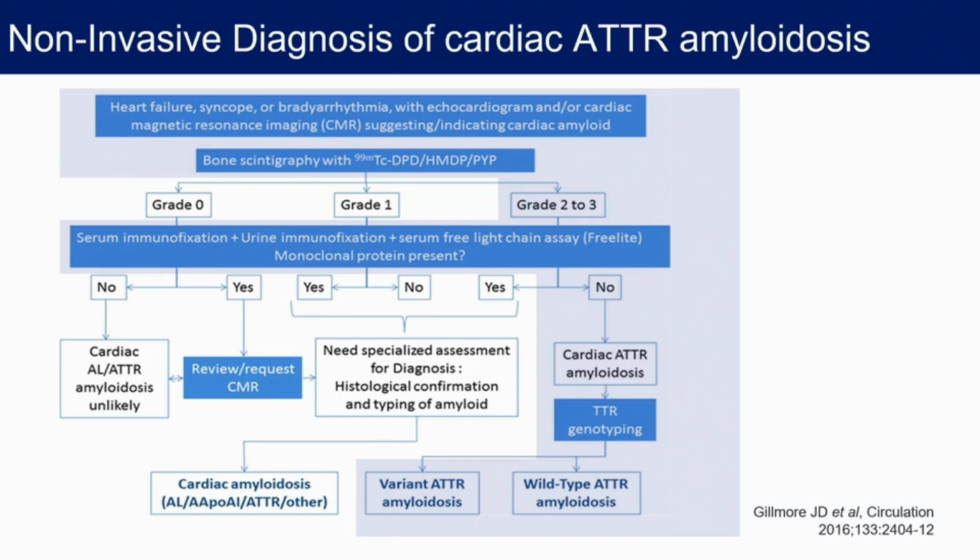If at this point there is no evidence of a plasma cell dyscrasia, so the serum immunofixation, the urine immunofixation, and the free light chains are all normal, and the scan is grade 2 to 3, then we are going down the right-hand side of this algorithm, and we therefore can confidently say that the patient has ATTR amyloidosis affecting the heart, but only if we've gone through these stages first. And at this stage, we will then go ahead with TTR genotyping to determine whether the patient has wild-type ATTR or variant ATTR amyloidosis.